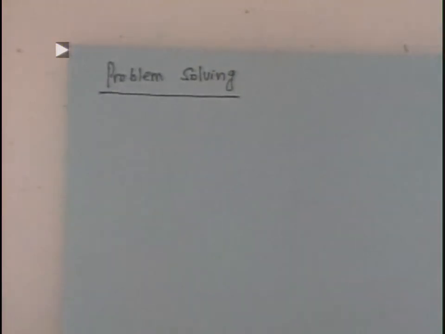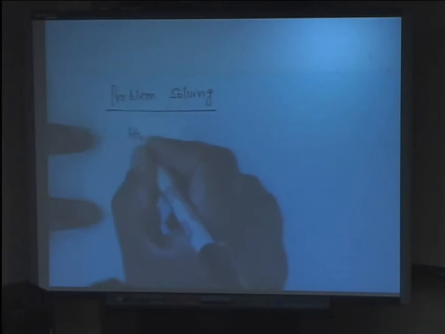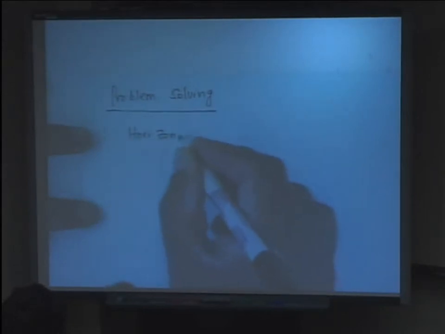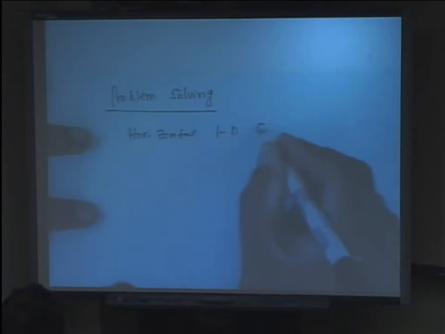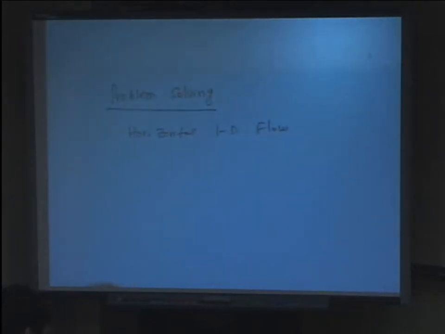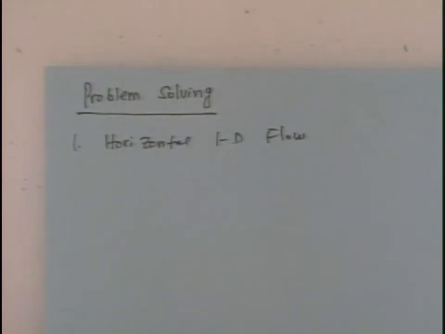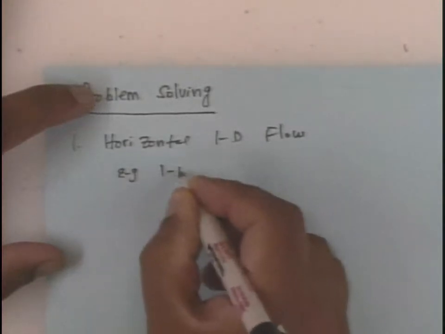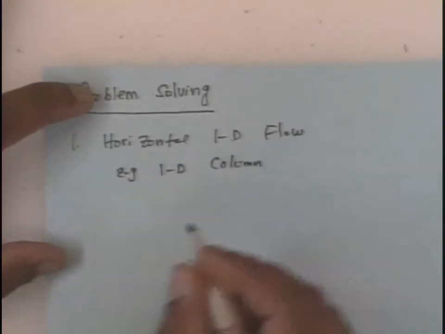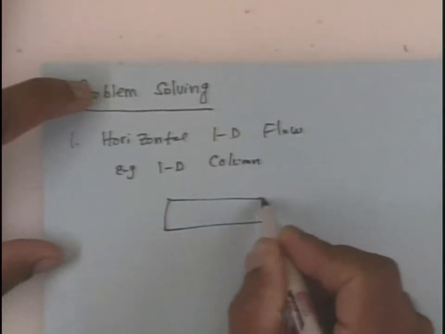...is called problem solving. And this could involve, for example, a 1D column. Okay. So you could have a soil column type problem.